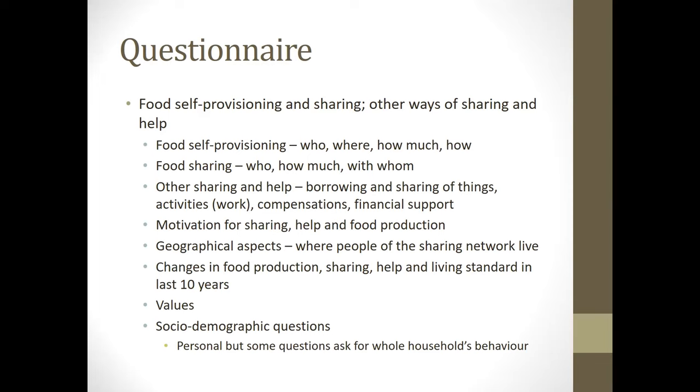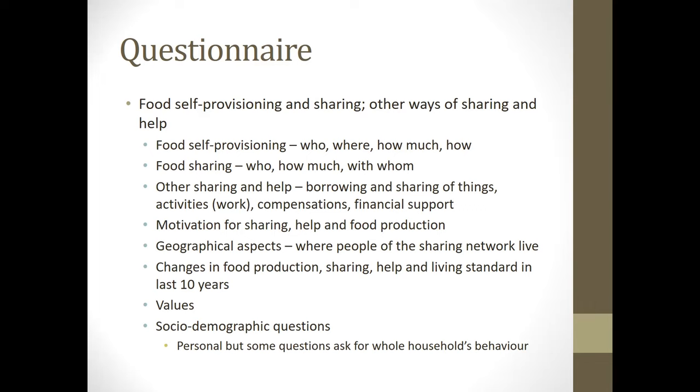So there are questions on who, where, how much, how, gardens in aspects of food self-provisioning. Then there is a set of questions on food sharing: again, who shares food, with whom, how much food is shared. And similarly for the other sharing and help, which includes borrowing and sharing of things, helping with some activities, non-paid work, the question of compensations for this help, and some questions on financial support and lending money. For both these parts, food and non-food support, there are questions on motivations, why people do this.